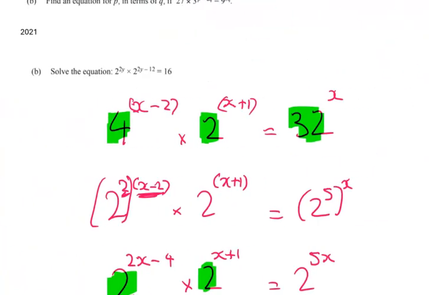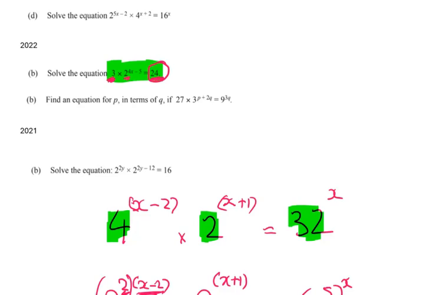Right. Question 4. Now this wording is a bit funny. Find an equation for P in terms of Q if this is true. Sorry about the barking dog. It's not the maths, it's someone walking past. Right, let's have a look. So here, first of all, we have to get everything into the same base, and then we're going to end up with P is equal to something, and this will have q's in it.